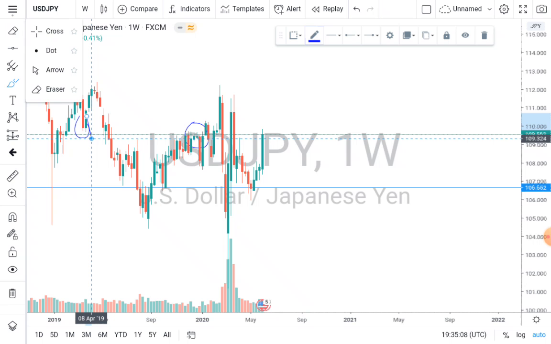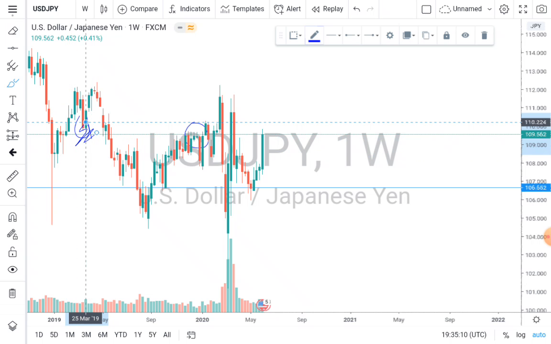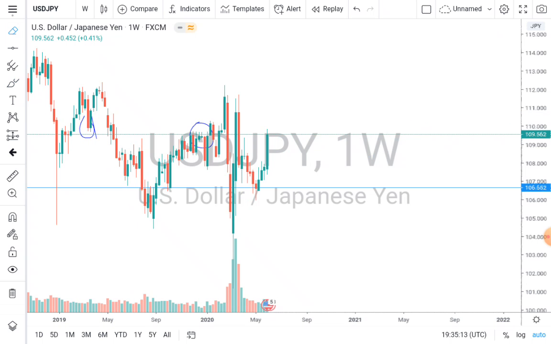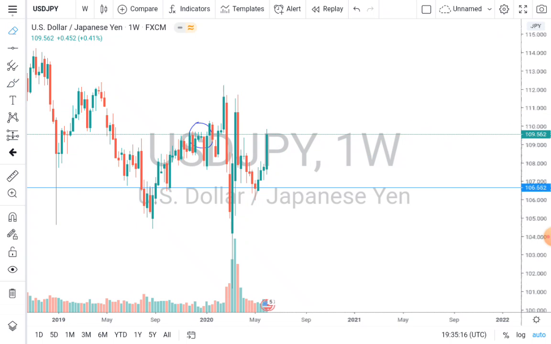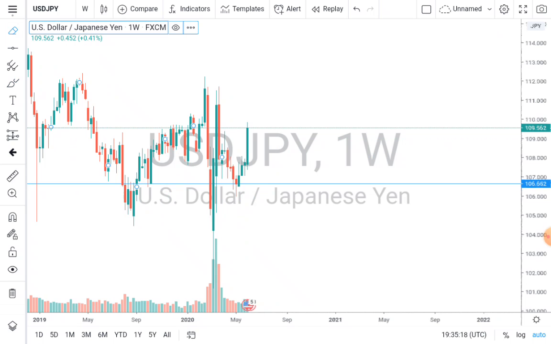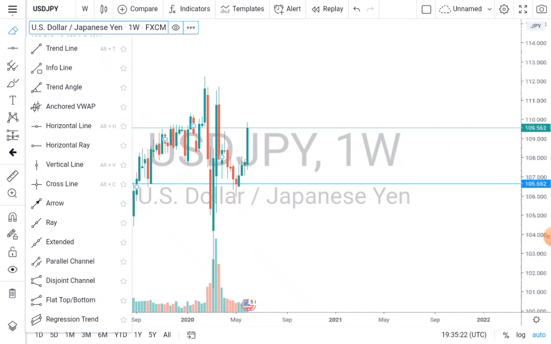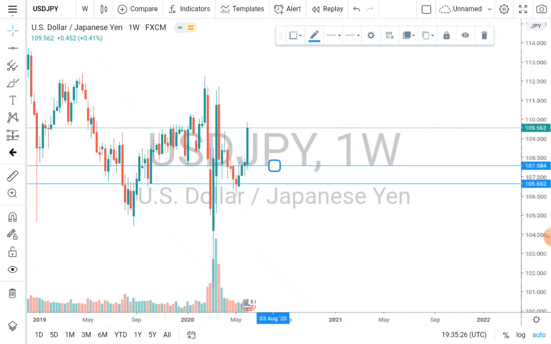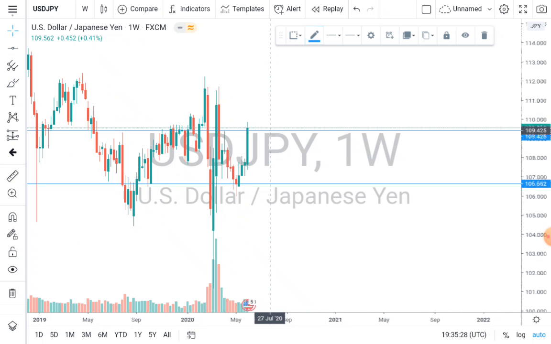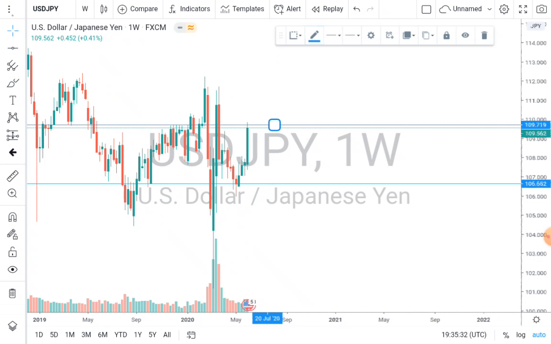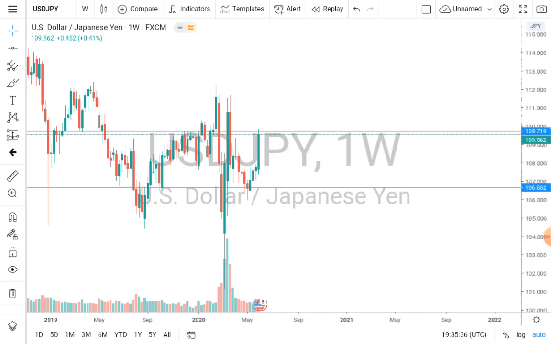So we can see that it really is a strong support level. It's a strong level, so we have to put our resistance now. We place a horizontal line just at the peak or the tip of the wicks, so you get to see your support and resistance.